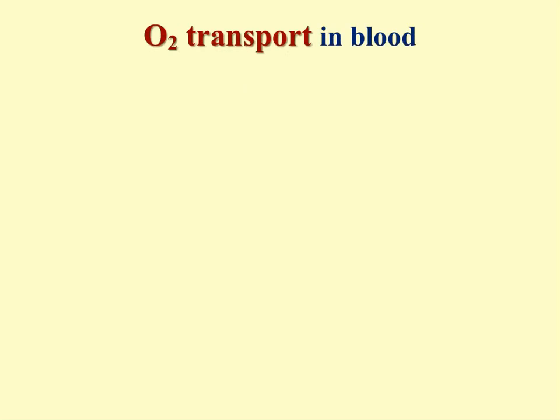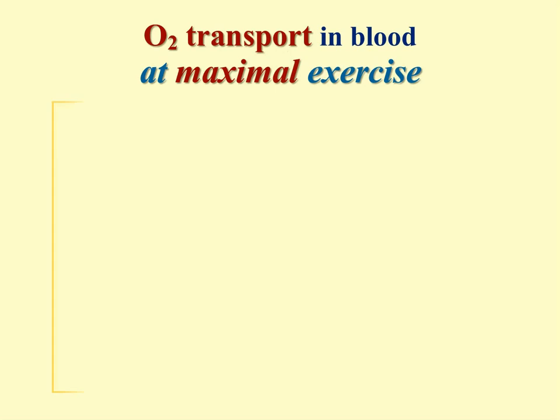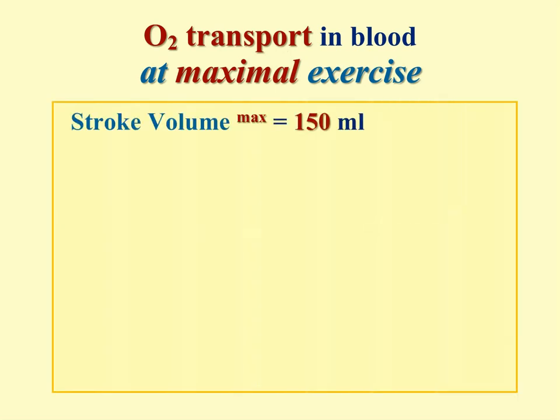Then oxygen transport in blood at maximal exercise. Again, here our calculation will be changed. Only one thing will be changed, the cardiac output, because oxygen content per liter of blood remains unchanged. So we calculate the new cardiac output. For this purpose, we need to know the maximal stroke volume and maximal heart rate. For the stroke volume, perhaps it can simply be remembered that it can reach about 150 milliliters.